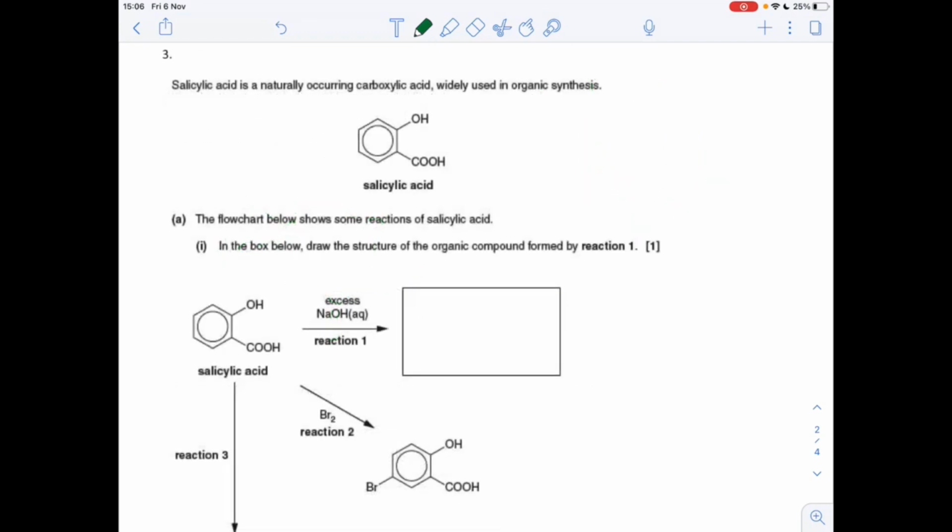Moving on to question three. So 3A, in the box below, draw the structure of the organic compound formed by reaction one. So we've got an excess of sodium hydroxide. So we've got to ask ourselves, what can sodium hydroxide react with in salicylic acid? Well, it can react with the carboxylic acid group, but it can also react with this OH group because this is technically a phenol, and phenols do react with sodium hydroxide. So that's what you would get there.